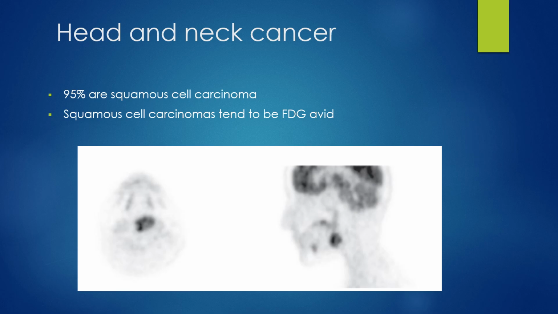This is an example of head and neck cancer. You see more than usual intense activity in the salivary glands that's equal to brain activity. Squamous cells are thin, flat cells that look like fish scales and are found in the tissue that forms on the surface of the skin, the lining of hollow organs of the body, and the lining of respiratory and digestive tracts. 95% of head and neck cancers are squamous cell carcinomas, and they tend to be FDG avid. You'll also see other types of squamous cell carcinomas like skin cancer that will be FDG avid, even though it's not necessarily melanoma.